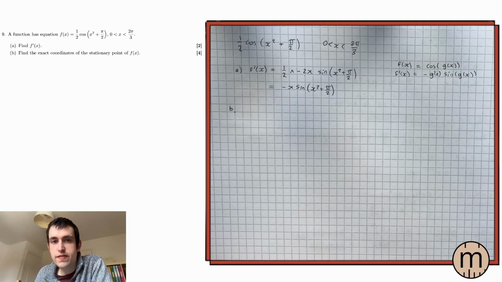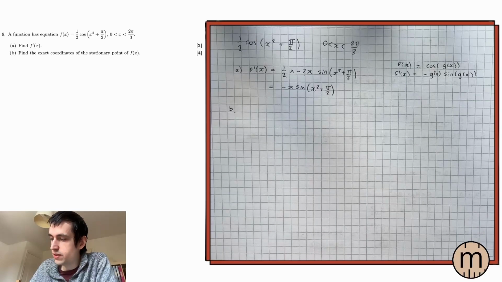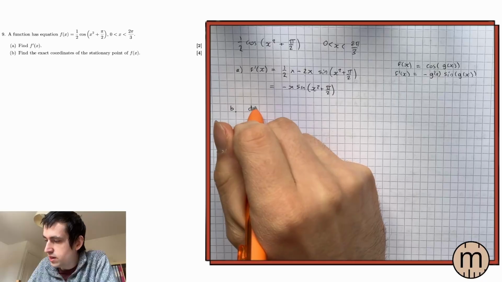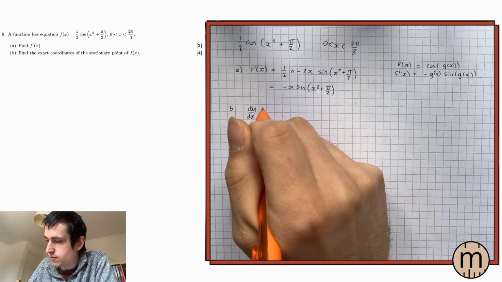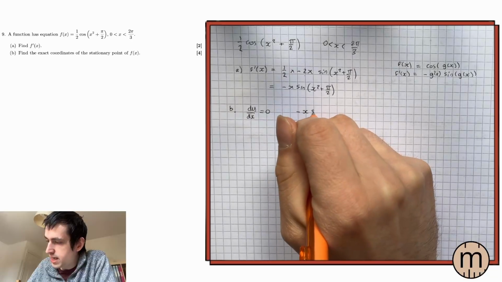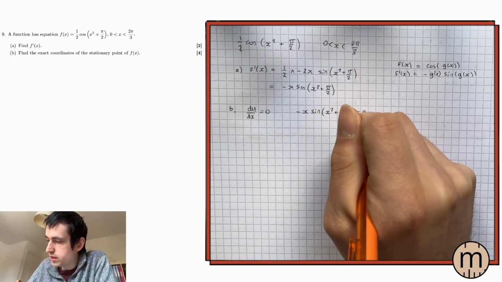Then in part B, we have to find the exact coordinates of the stationary point of f of x. Interesting. So what happens when we're at a stationary point? We need the derivative to be 0. Luckily for us, we've just found the derivative. So dy dx is equal to 0. I really should say f dash of x, but that's fine. Minus x sine x squared plus pi over 2 is equal to 0.